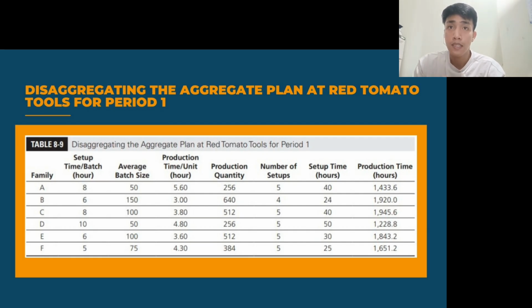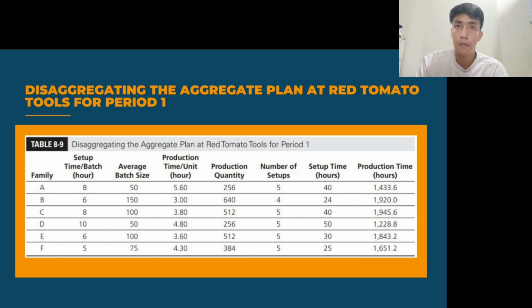And lumabas siya around mga around 5. So, we round it down into 5 setups. So, overall, yung setup time niya is 40 hours. And yung production time is 1,433.6 hours. Same process lang ginagawa natin for the other families.